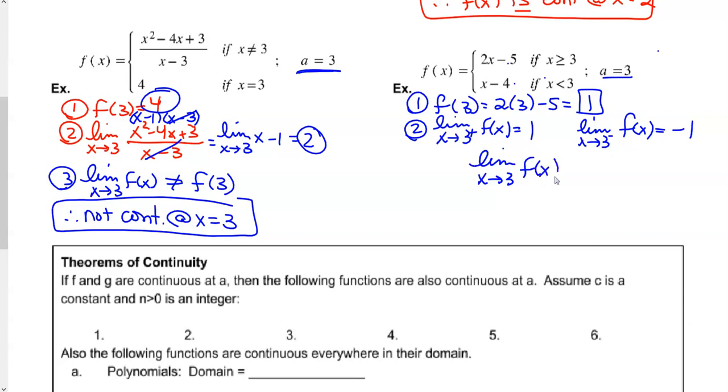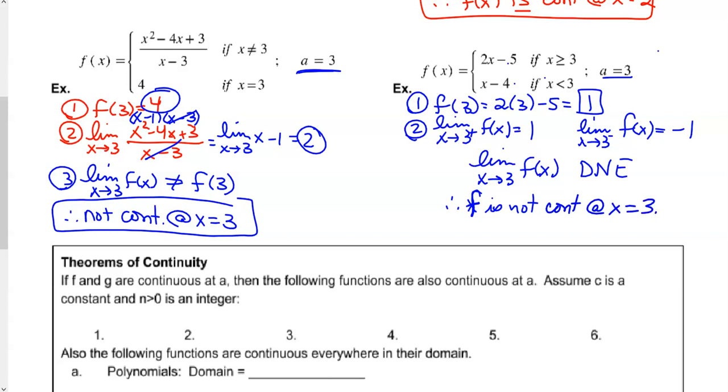And we can stop right there, because if that doesn't exist, that means that I'm not continuous at that point. So, therefore, f is not continuous at x equaling 3. Okay? All right. Very good. So we only found one of those four functions that were continuous at the value that we were looking for.